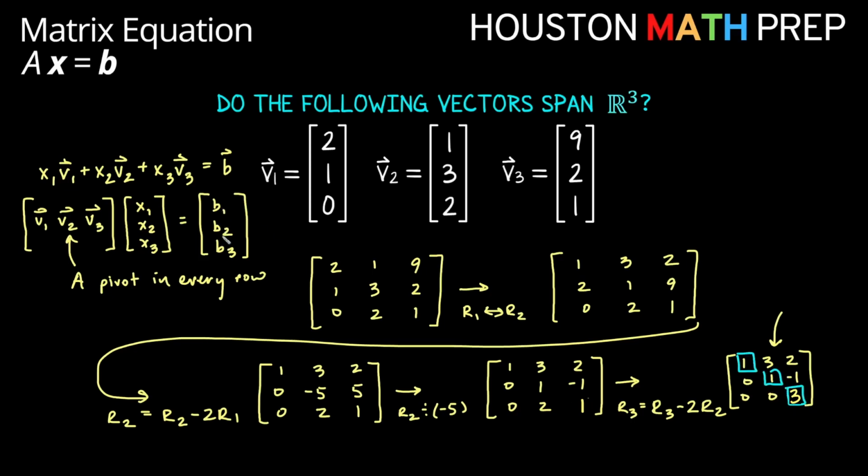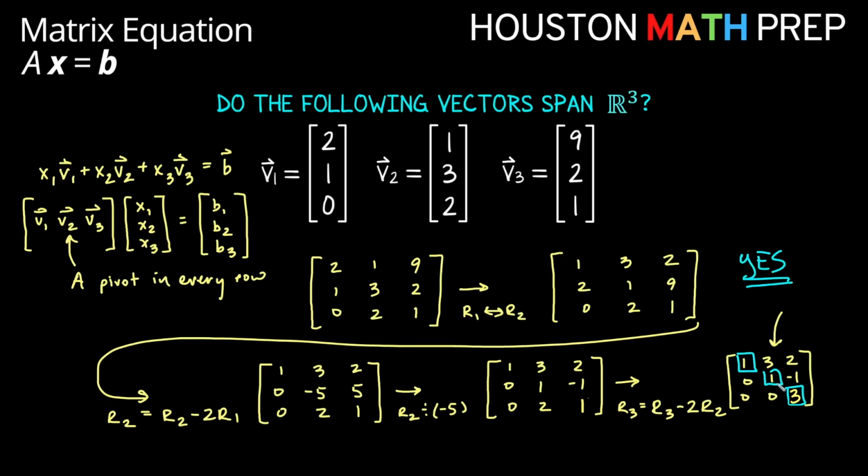And so it turns out no matter what vector b has in it, we will always be able to get a linear combination of these vectors that points to the same place that vector b points to. So do the following vectors span R3? Well, because we have a pivot in every row here, the answer is yes.